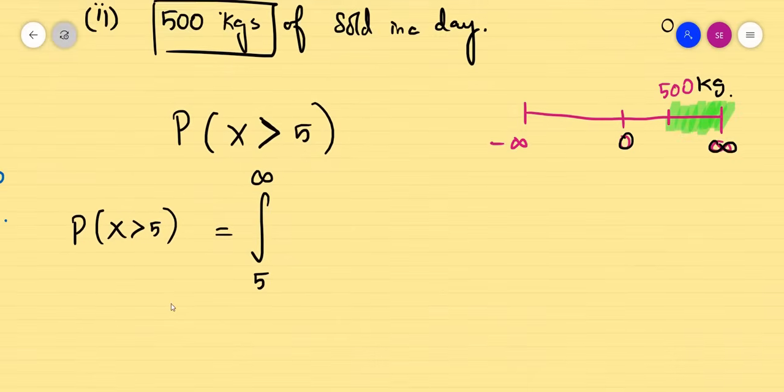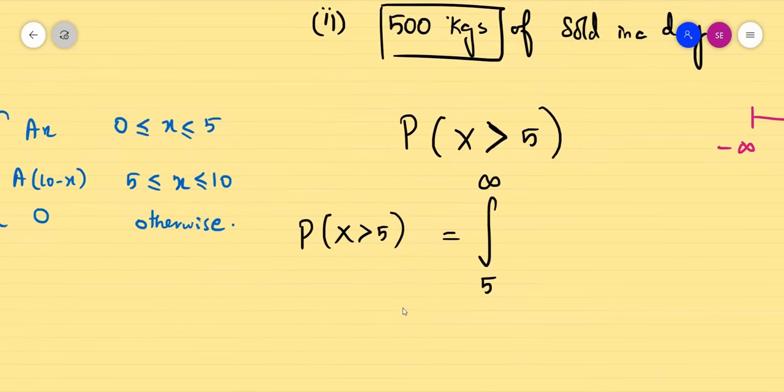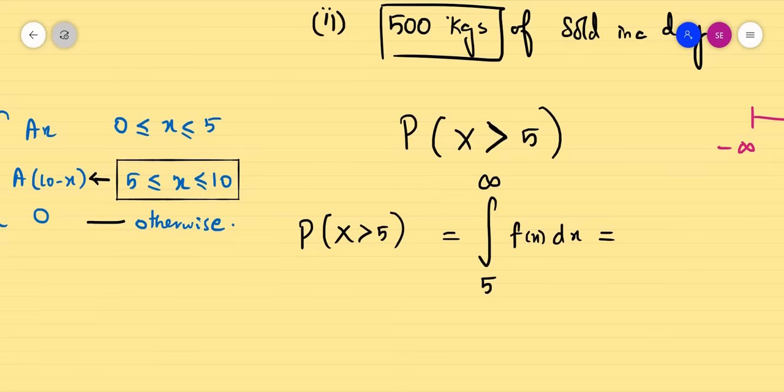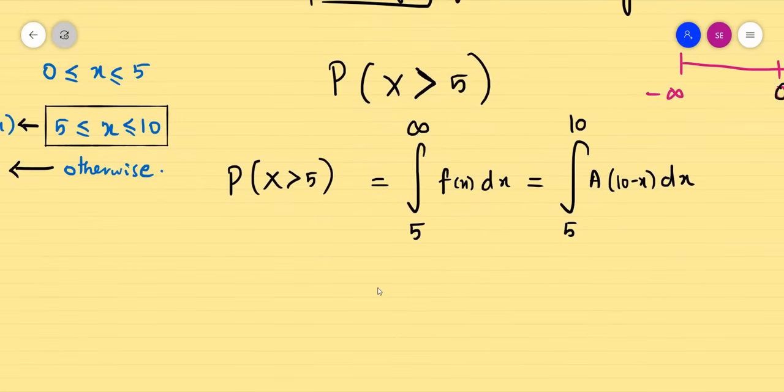So now what we have to do, students? Here you see, probability of x greater than 5 means integral from 5 to infinity of f of x dx. So how to split this? 5 to infinity means you have to take this case. From 5 to 10 this is the function, after 10 this is 0. So that means integral from 5 to 10 of A into 10 minus x dx. Am I right? Is it clear? Yes, sir. The remaining is 0, I can write.